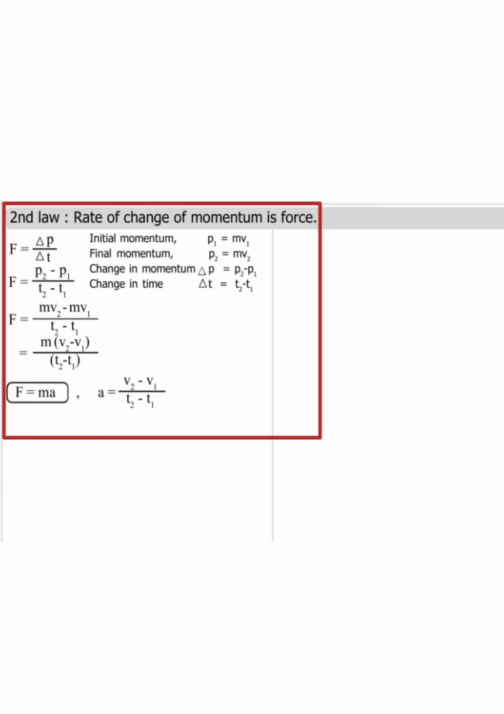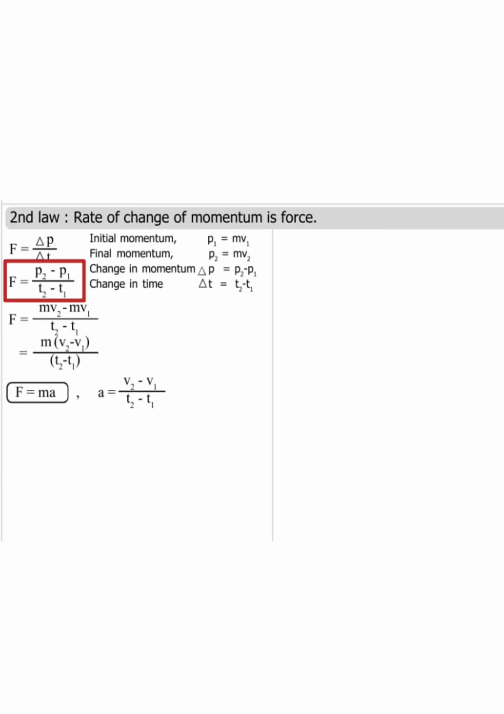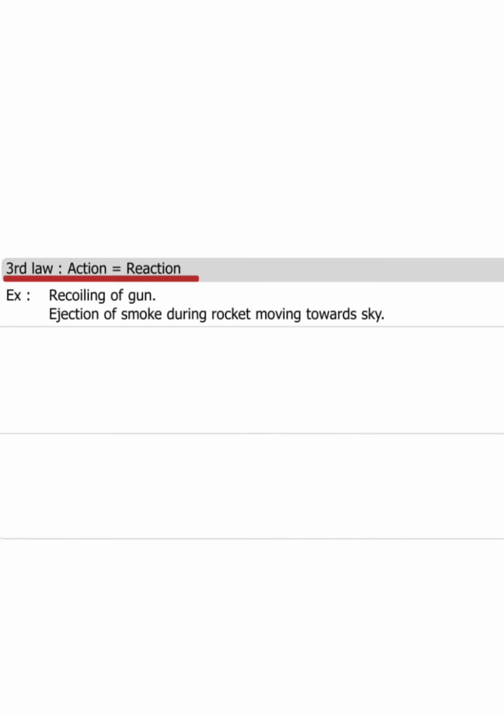Look at the page carefully. Force equal to P2 minus P1 by T2 minus T1. Look at the application: mV2 minus mV1 by T2 minus T1. m is a common factor. V2 minus V1 by T, that is acceleration. That means V2 minus V1 is the rate of change of velocity. Yes, that is ma.